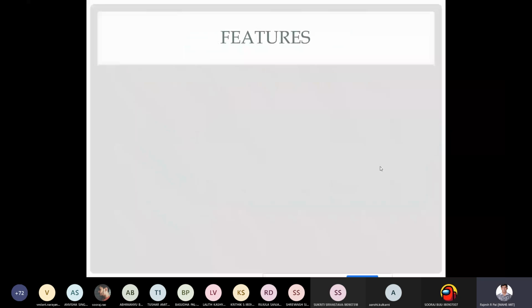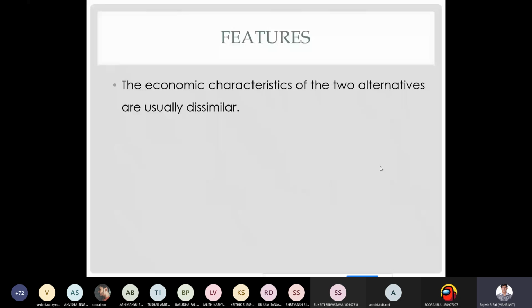Okay, some of the basic characteristics or features of the alternatives in the replacement analysis are: the economic characteristics of the two alternatives are usually dissimilar. So the economic costs or cash flows of the two alternatives would be different.